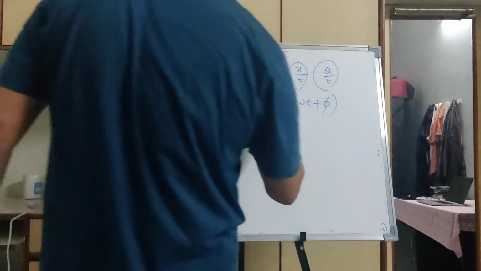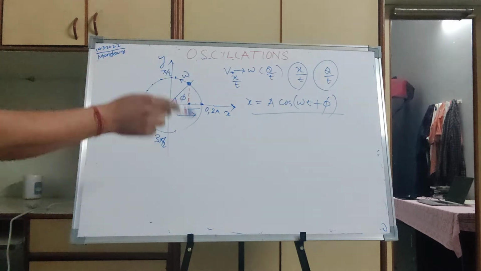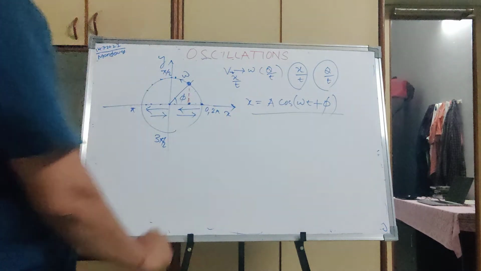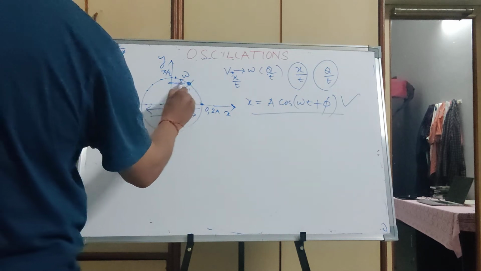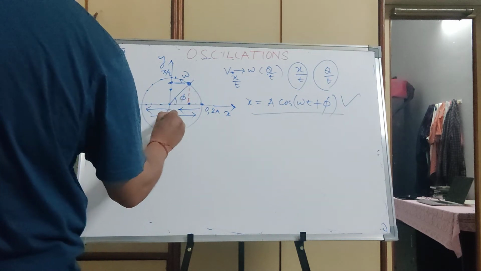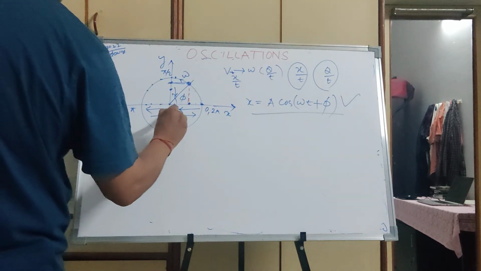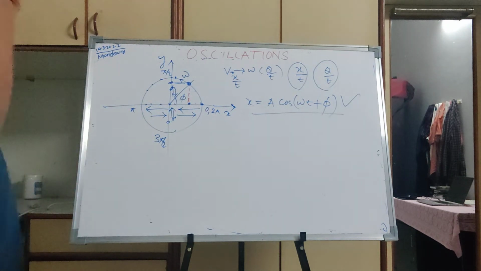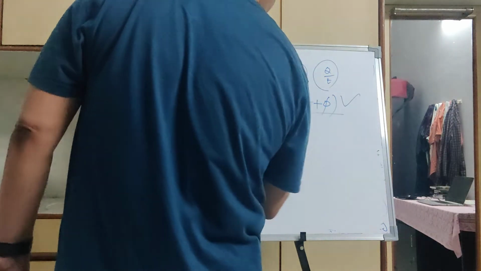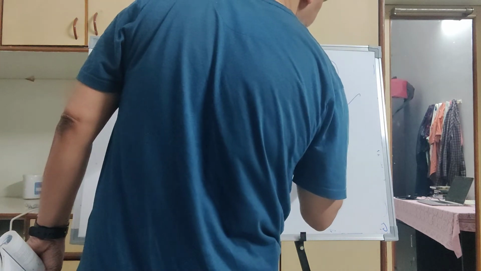So this equation is nothing but the projection of this point, when it is rotating in circular motion, on the x-axis. Now, if you project this point on the y-axis, it will be projected here, then here, and it will go on like this, then come back. So that equation will become x is equal to a sin(omega t plus phi).